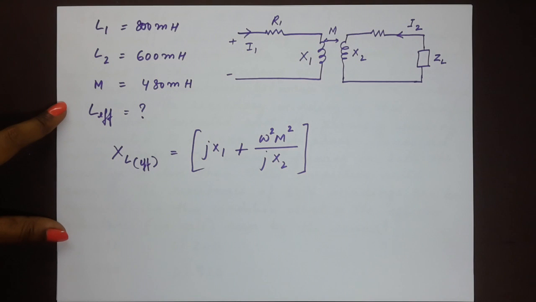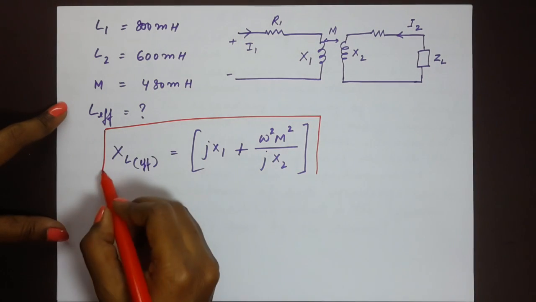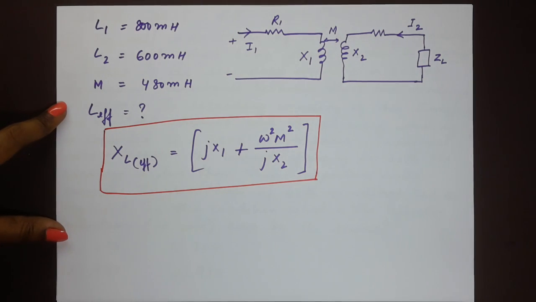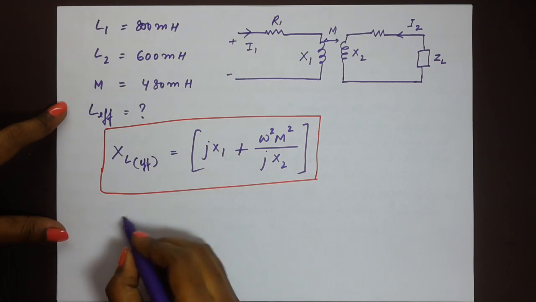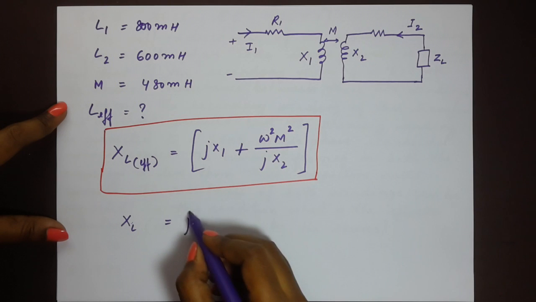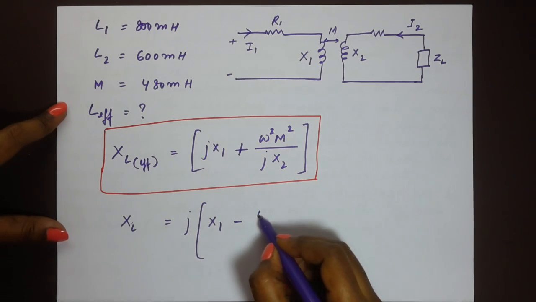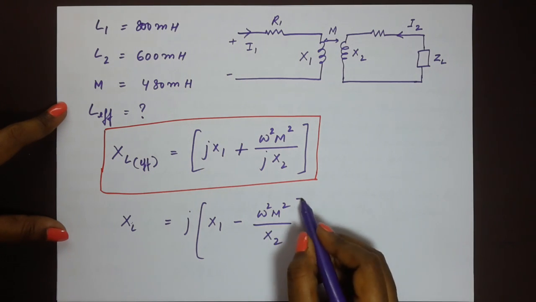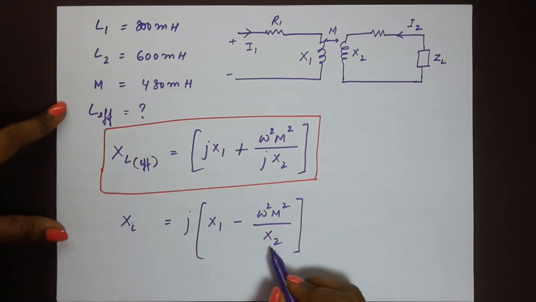So this is our expression. Let me just mark this since this is important. You can treat this as a basic formula. Okay. So let's take j out as a common term here. Now if we take j out, what happens? XL becomes j times X1 minus omega square M square divided by X2. Now let's calculate what the values of X1 and X2 are.